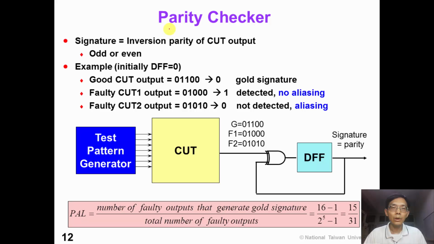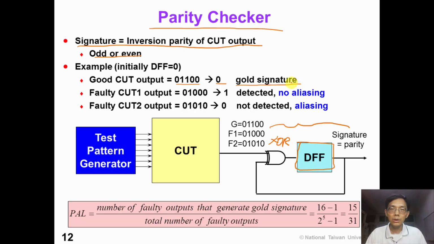Here is another simple idea for ORA, the parity checker. As is shown in this figure, we have an exclusive OR gate followed by a D flip-flop to accumulate the parity. The signature is equal to the inversion parity of the CUT output. It can be odd or even. For a good CUT output, 0, 1, 1, 0, 0, the inversion parity is 0, which is the good signature.